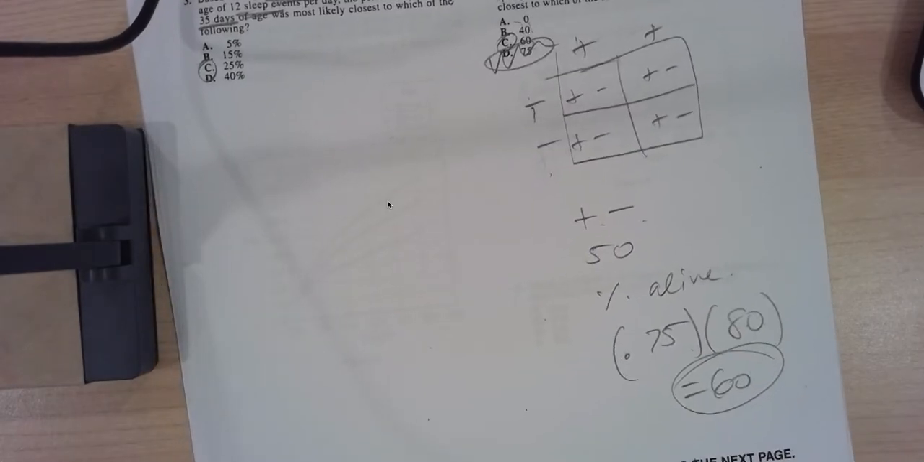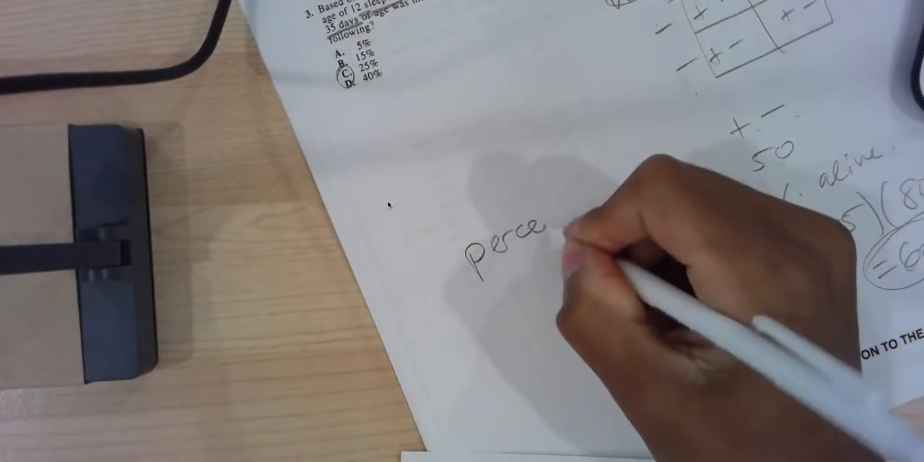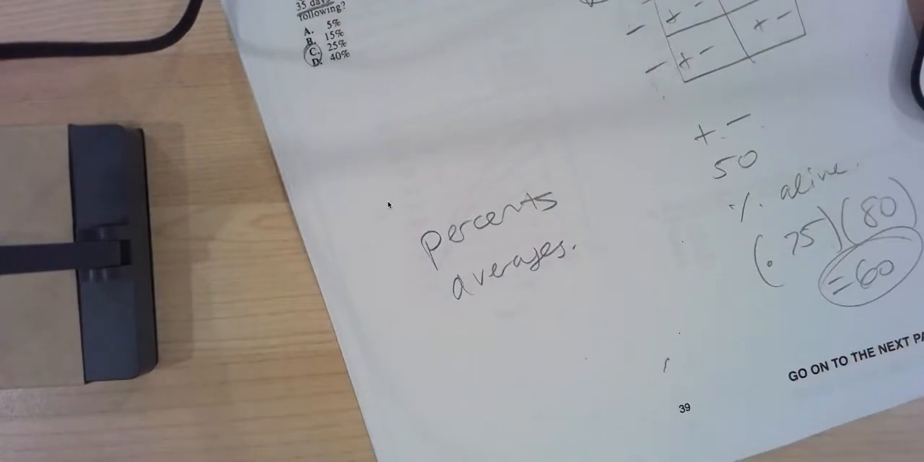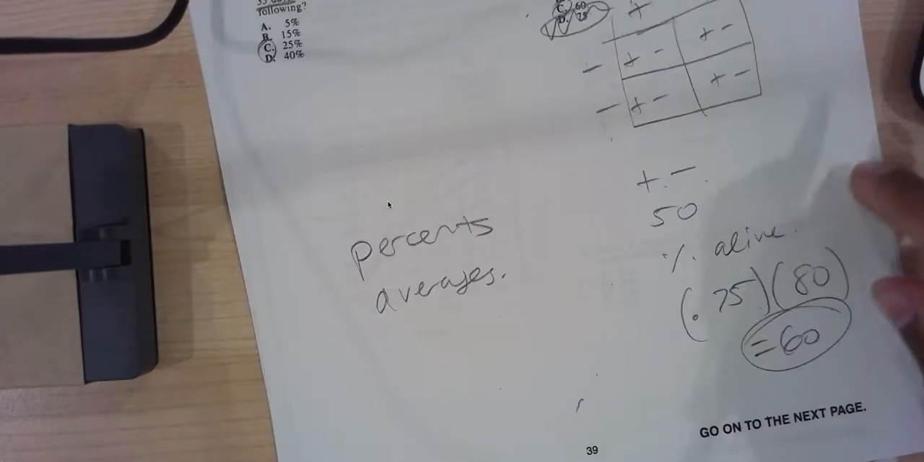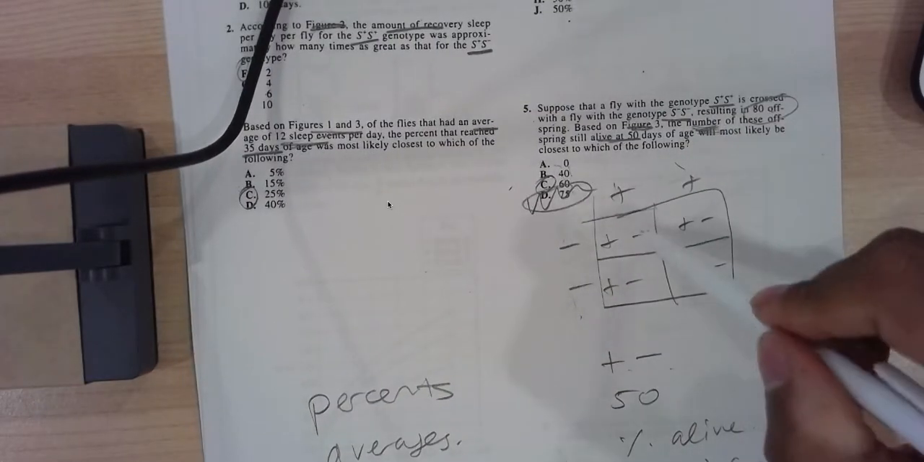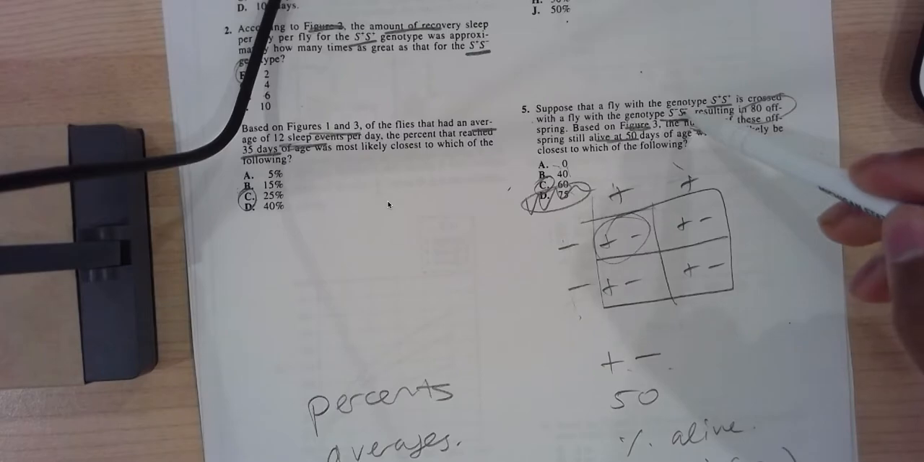Does that make sense to everyone? You guys stopped right here and chose 75%. The key words you always need to look for are percents and averages, because you will always get messed up when you see those two words. With the Punnett square, you need to know what your new genotype is, because they say a positive is crossed with a minus and a minus.